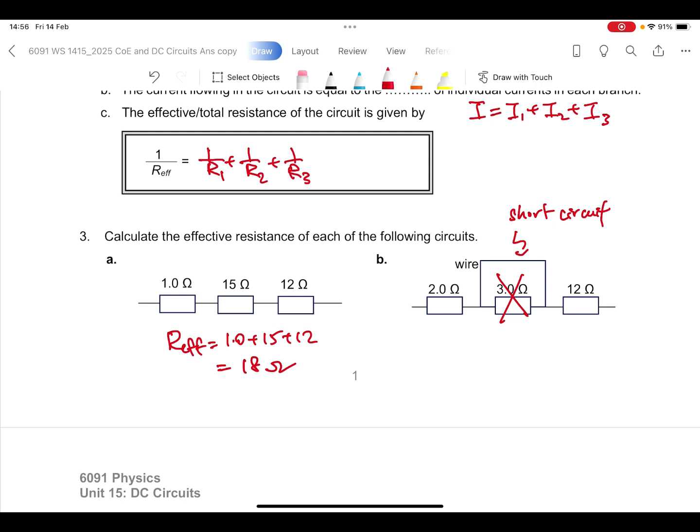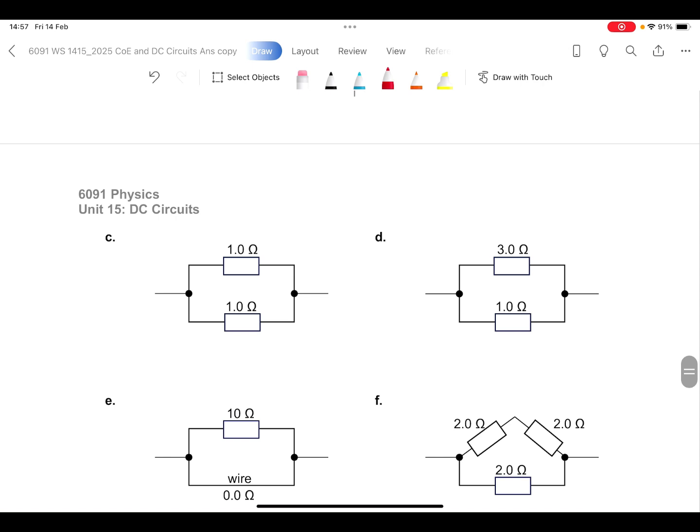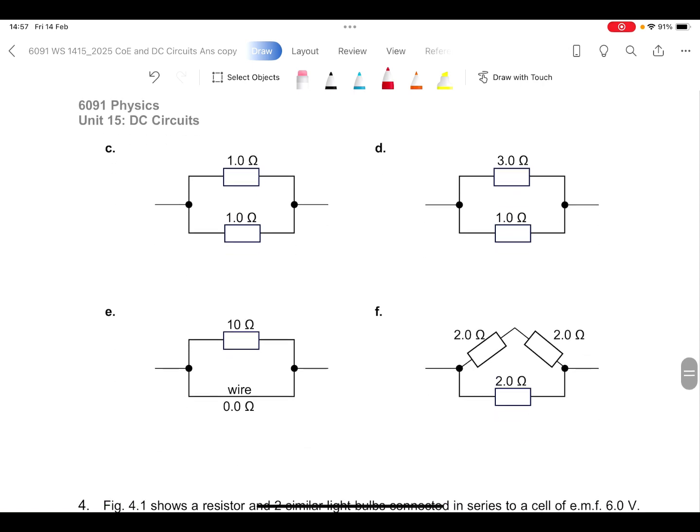resistance. In this case, the wire has no resistance theoretically, so the current will not pass through the 3 ohm resistor at all. So the effective resistance is just the sum of the two ohm resistors, which gives you 4 ohms.